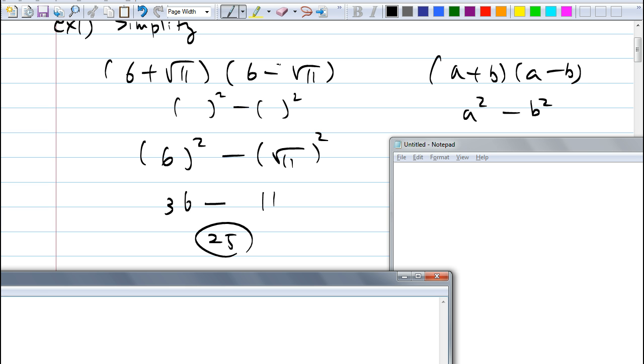This is going to be very helpful for us when you have something like this in your denominator. Okay, so keep that in mind. We're going to get to that. Okay, so anyway, let's move on to the next example.